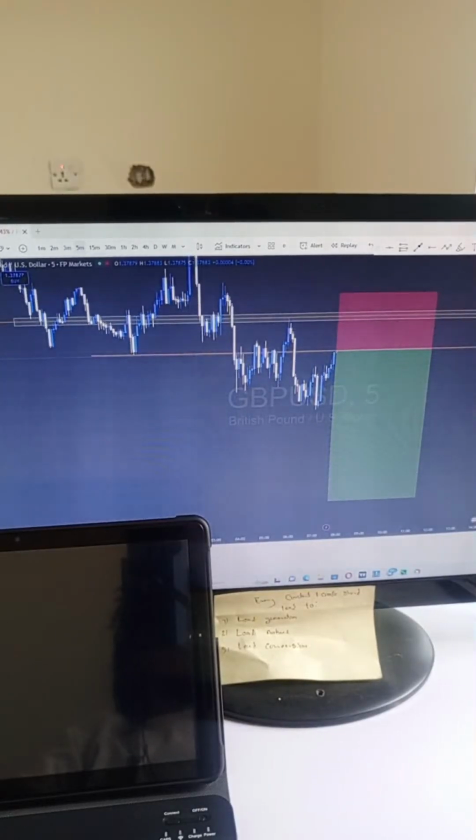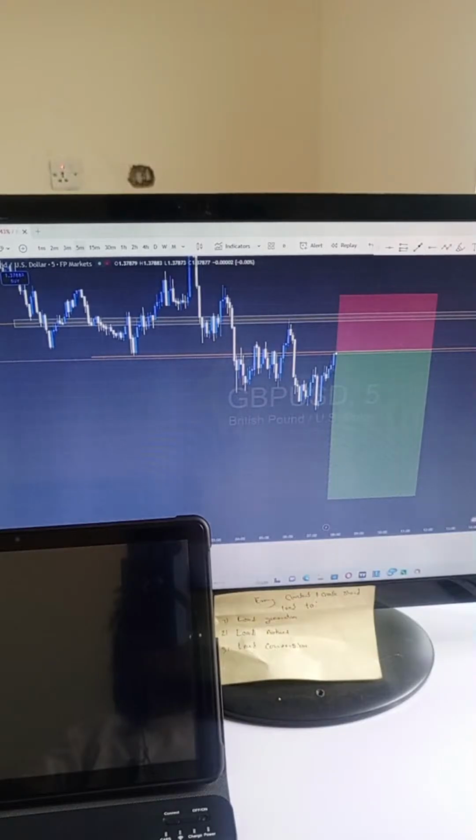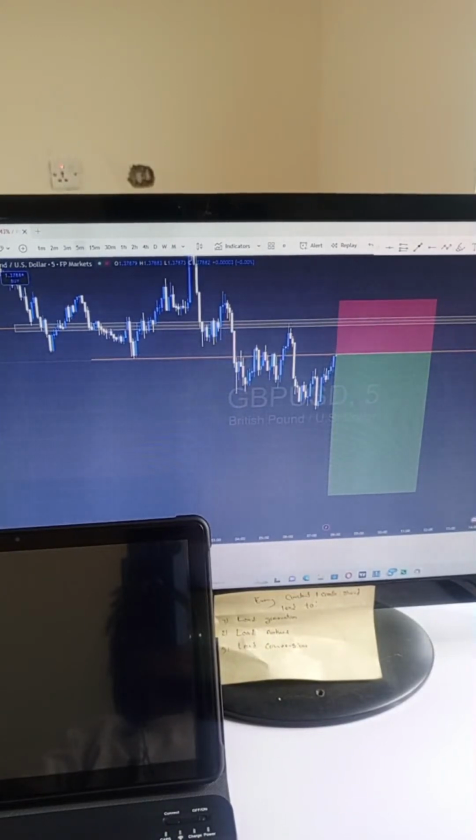So this is GBPUSD. We are looking at GBPUSD. It has just tapped our entry, but we are not entering now. Let's wait to see if we can get a confirmation. Okay, you don't just enter anyhow. Let's wait to see if we can get a confirmation.